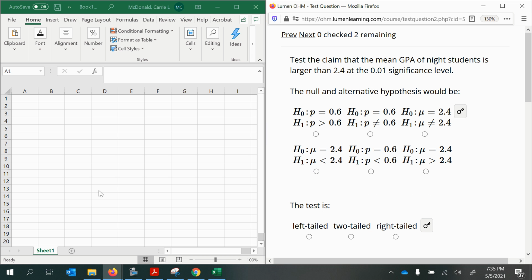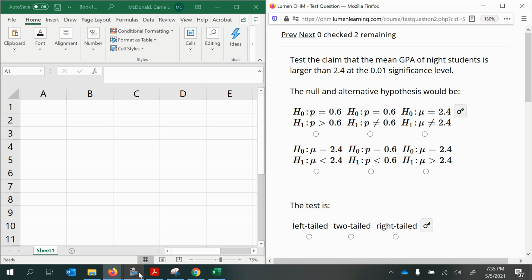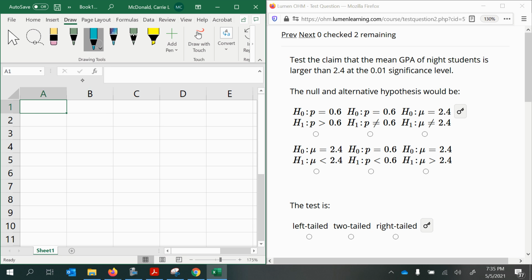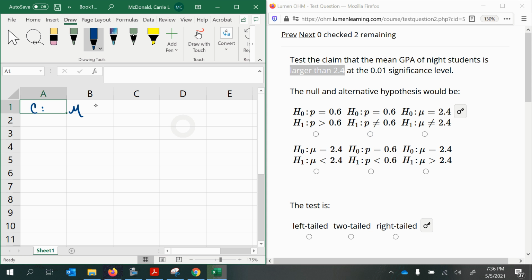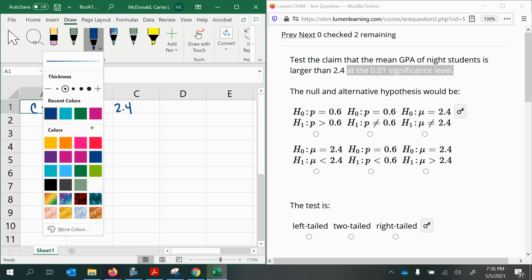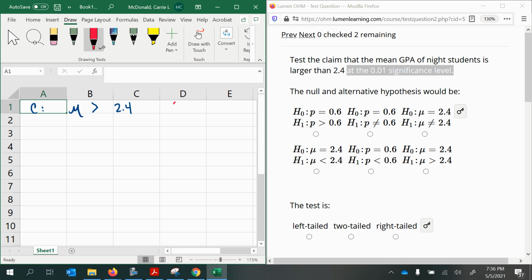So let's begin by wording the claim in symbols. Test the claim that the mean, so we're going to use the mu symbol, that the mean GPA of night students is larger than 2.4, so we're going to use the greater than symbol. And it says at the 0.01 significance level, so we'll just put that off to the side there. We can use it when we're ready.